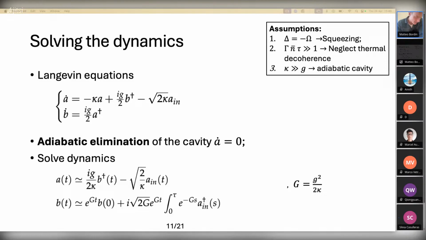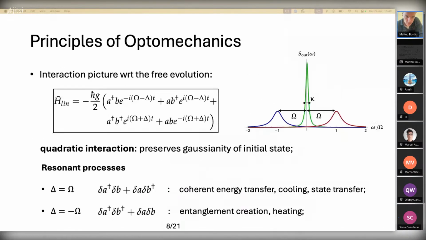Okay. Can you show again the Hamiltonian after linearizing and in this interaction picture? Yeah. So I would like to understand why, when you are in the blue detuned regime, you get entanglement. I didn't get that. Okay, good point.